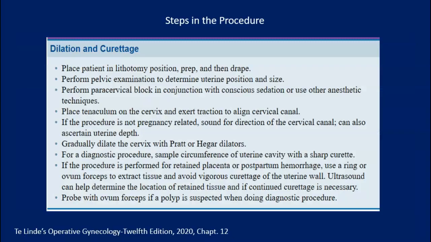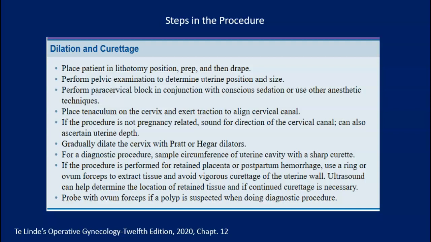This briefly outlines the steps of the D&C. Obviously, you place the patient in a dorsal lithotomy position, and you prep the vagina and the cervix. Paracervical block works very well, in that most of these procedures can be done in conjunction with conscious sedation. After placing the paracervical block, you put a tenaculum on the cervix, exert traction to stabilize the uterus, but also to align the cervical canal, and then sound for both direction and depth, and then carefully dilate the cervix with dilators.